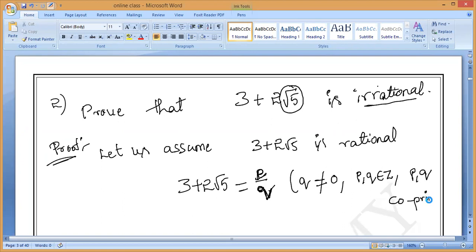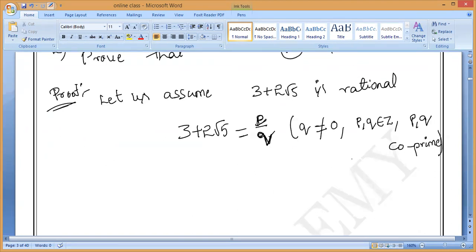Do you understand this step? Like the previous sum, root 5 is irrational. Do you understand this one? Yes, ma'am. So 2 root 5 equals, what is the equation? 2 root 5 equals P by Q minus 3. The 3 comes to this side and becomes minus 3.